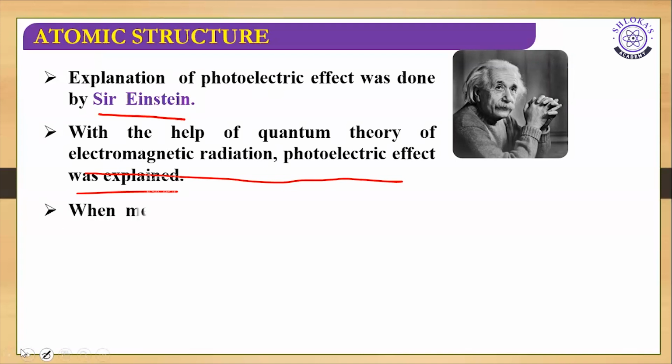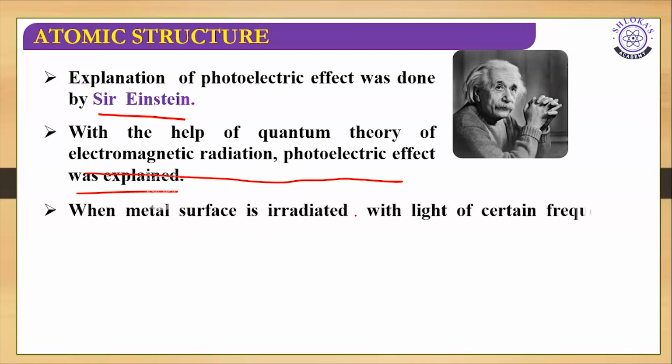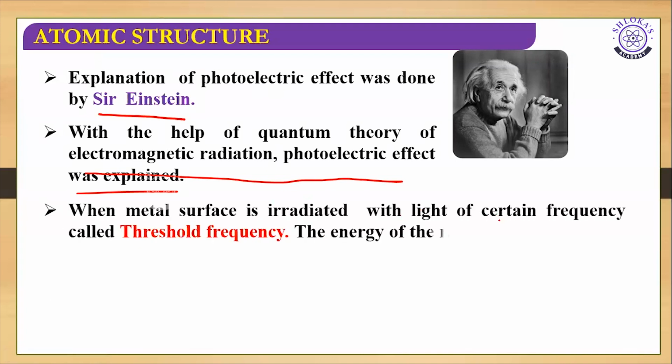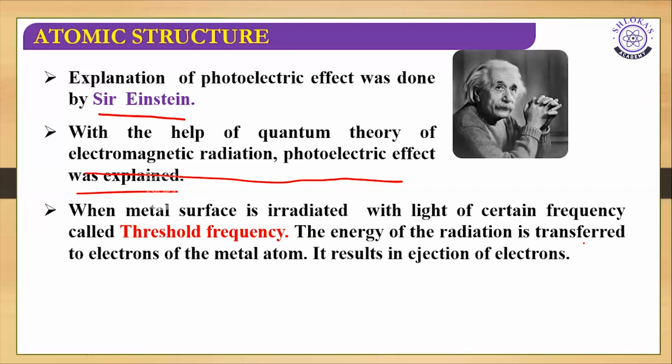What Einstein said: when a metal surface is irradiated with light of a certain frequency, called the threshold frequency, the energy of the radiation is transferred to the electron of the metal atom. It results in the ejection of electrons, right?